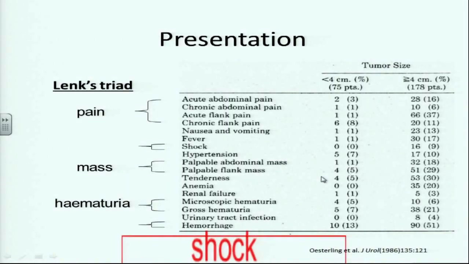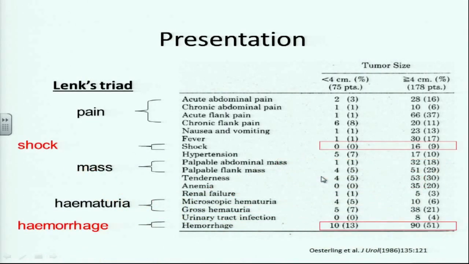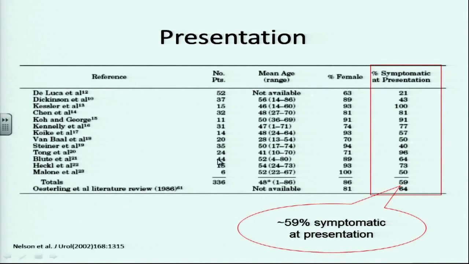So how does it present? Well, what you've got here is the Lenk triad, this is the pain, the mass that you feel, and the blood in the urine. And it occurs in about 60% of patients presenting.